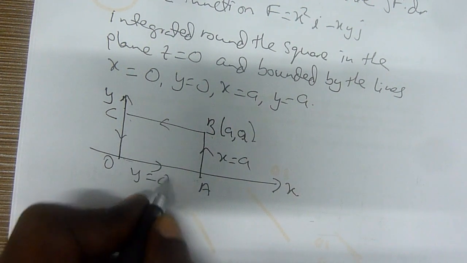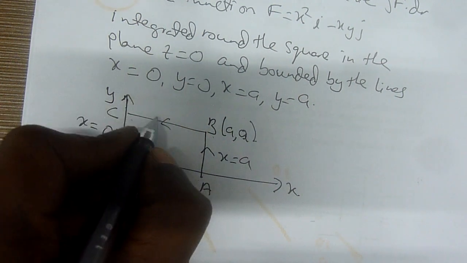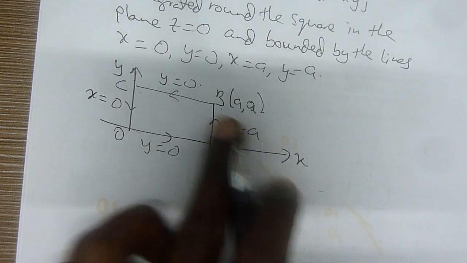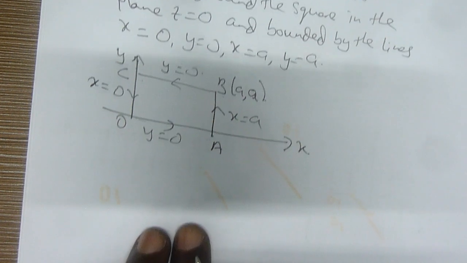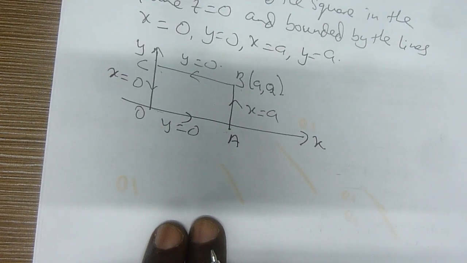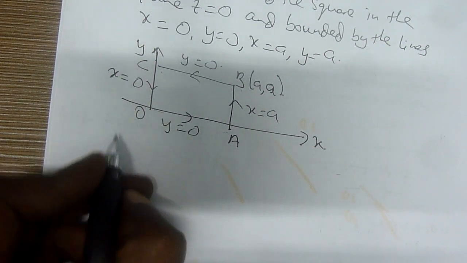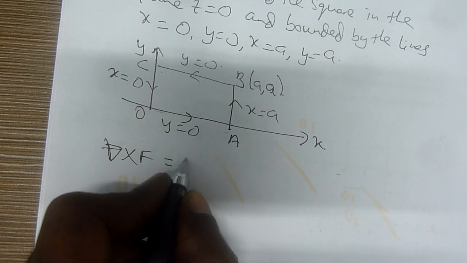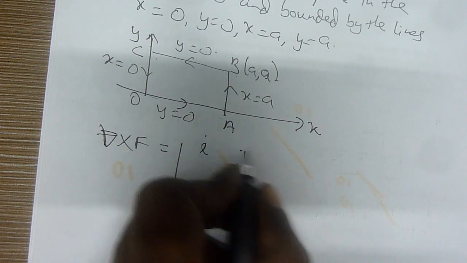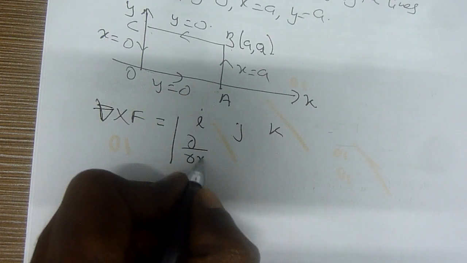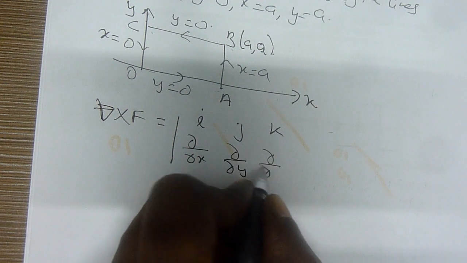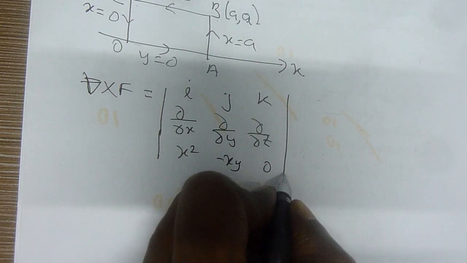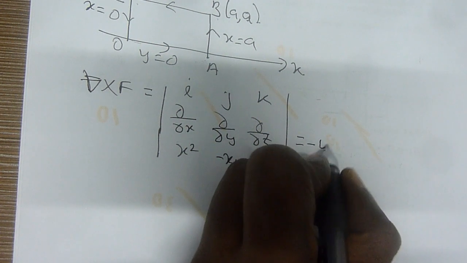I just quickly made the sketch for you. Now with this square, let's start calculating the curl of F. When I calculate the curl, i, j, k, del/del x, del/del y, del/del z, the components are x squared, negative xy, 0. And over here you get negative y k.